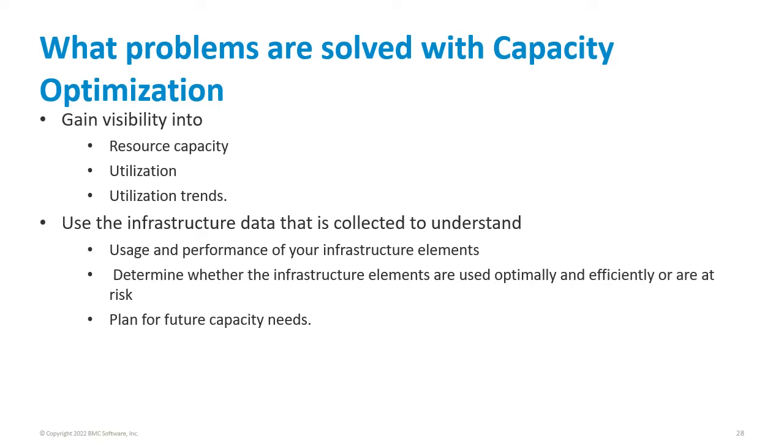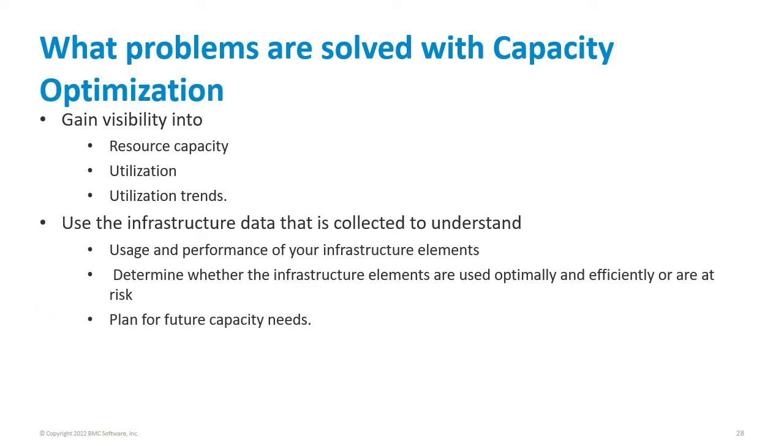What problems are solved with capacity optimization? Gain visibility into resource capacity, utilization, and utilization trends. You use the infrastructure data to collect and understand usage and performance of your infrastructure elements, determine whether the infrastructure elements are used optimally and efficiently or at risk. And then you can plan for future capacity needs.